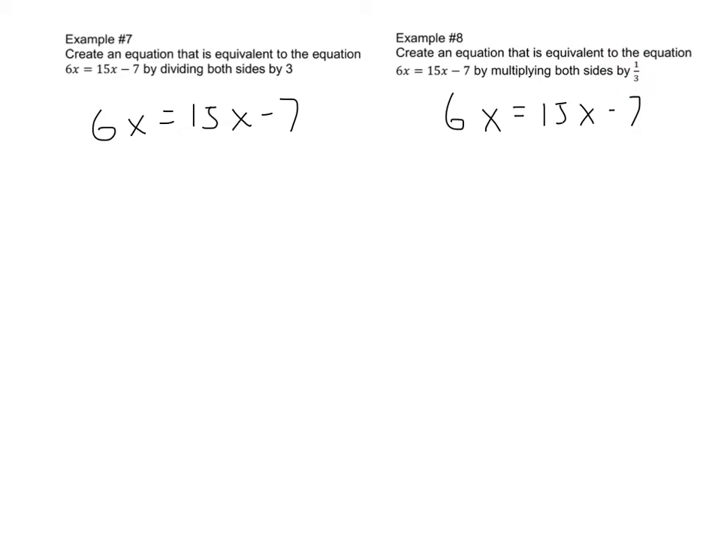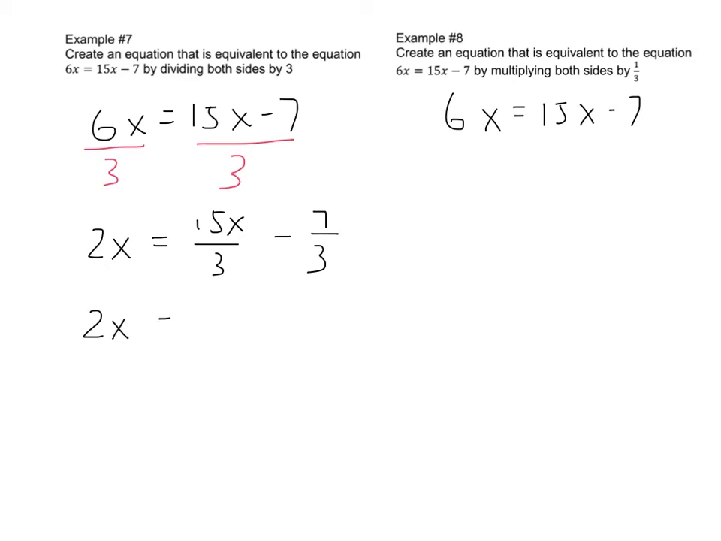Let's see what you got. For number 7, I'm going to divide both sides by positive 3. So 6x divided by 3 is 2x. And then here, don't forget we have to divide both sides by 3. So this would be 15x divided by 3 minus 7 divided by 3. All right, let's see how we can simplify this. So we have 2x, and then 15x divided by 3, that would be 5x. And then here, negative 7 over 3 doesn't divide evenly. I'm just going to leave that as a fraction. So there we go. 2x is equal to 5x minus 7/3.